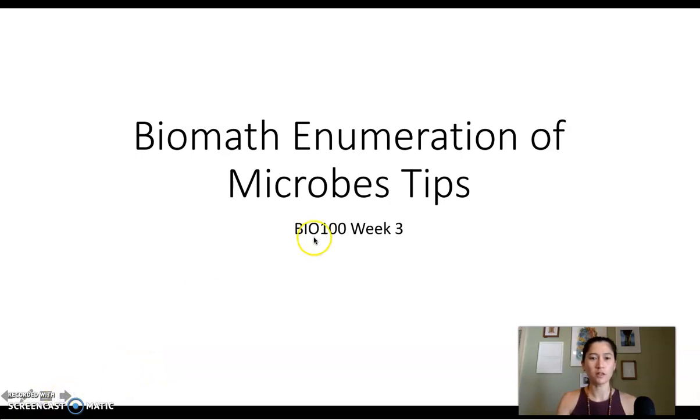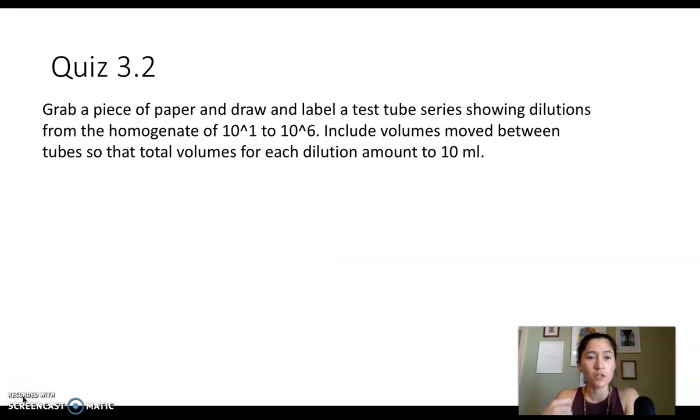Let's see if my slide will let me advance. Okay, so this is one of the first prompts for quiz 3.2. It asks you to grab a piece of paper and draw and label a test tube series showing dilutions from the homogenate of 10 to the 1 all the way to 10 to the 6. And it says to make sure you're including volumes moved between tubes so that the total volumes for each dilution amount to 10 mLs total.